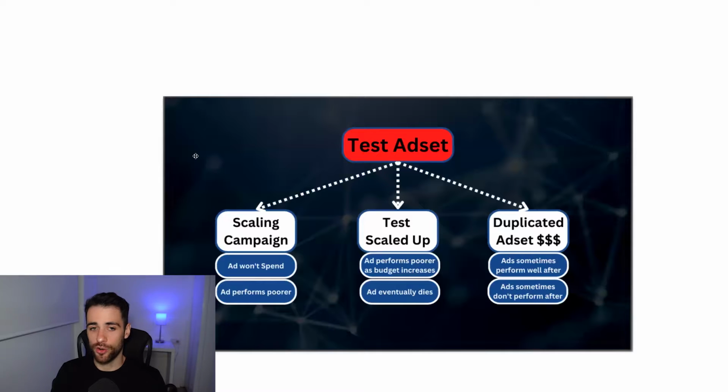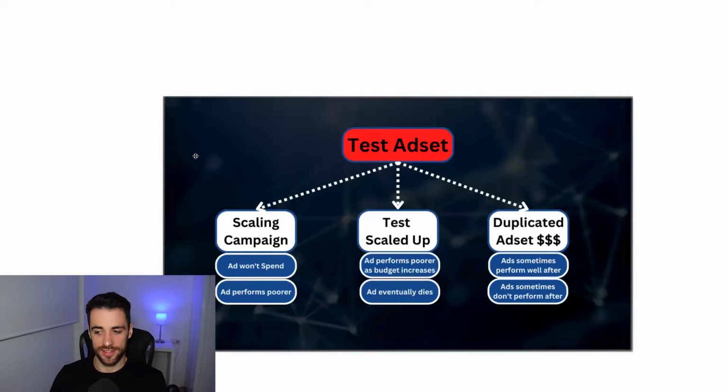In the second scenario, where we're scaling up the test, you have one of two things you can do. You can either scale it horizontally by duplicating, or you can scale it vertically by increasing the budget. If we look at the one where we're just scaling vertically by increasing the budget, what you'll often see is the ad will perform poorer as the budget increases over time, and then it will eventually just die out completely, and you'll have to turn off that test ad set or duplicate it.